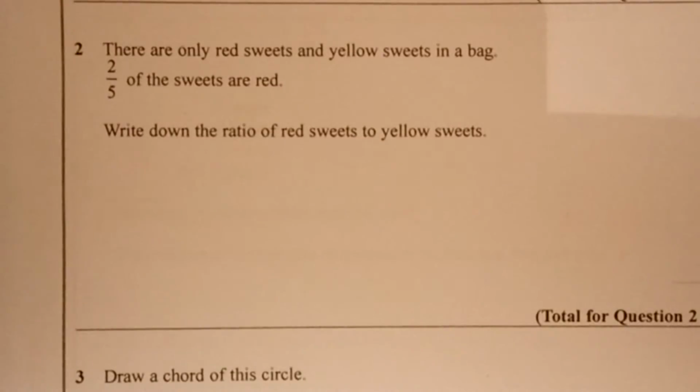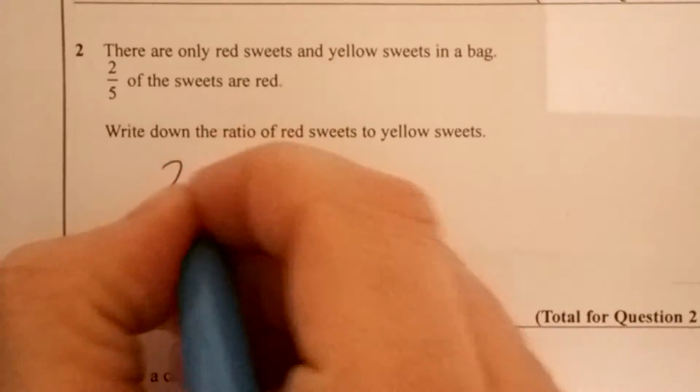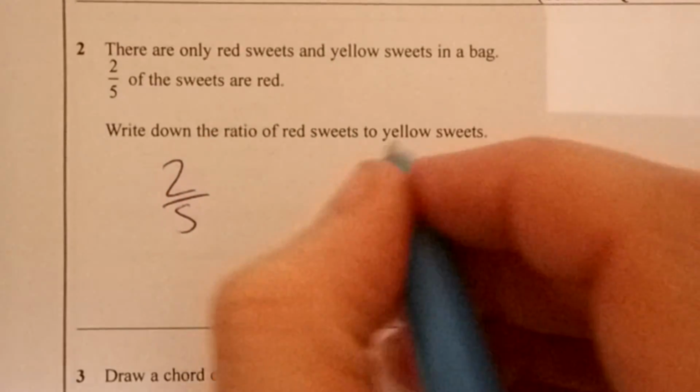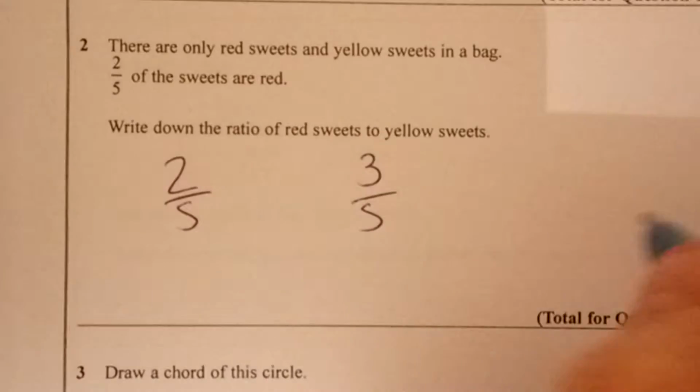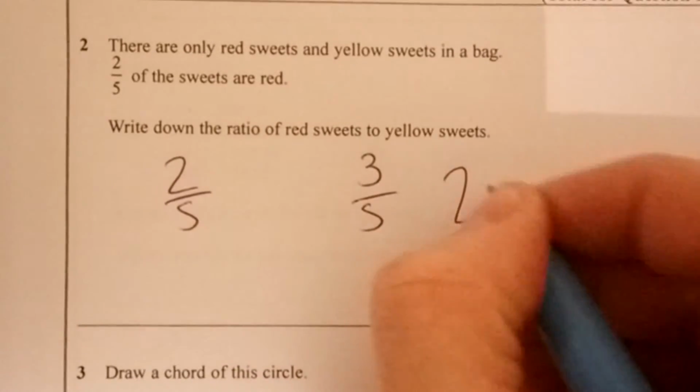Right, there are only red and yellow sweets in a bag. 2/5 of the sweets are red. Write down the ratio of red sweets to yellow sweets. Now, if 2/5 are red, that actually means that 3/5 must be yellow. So the ratio is actually going to be 2 to 3.